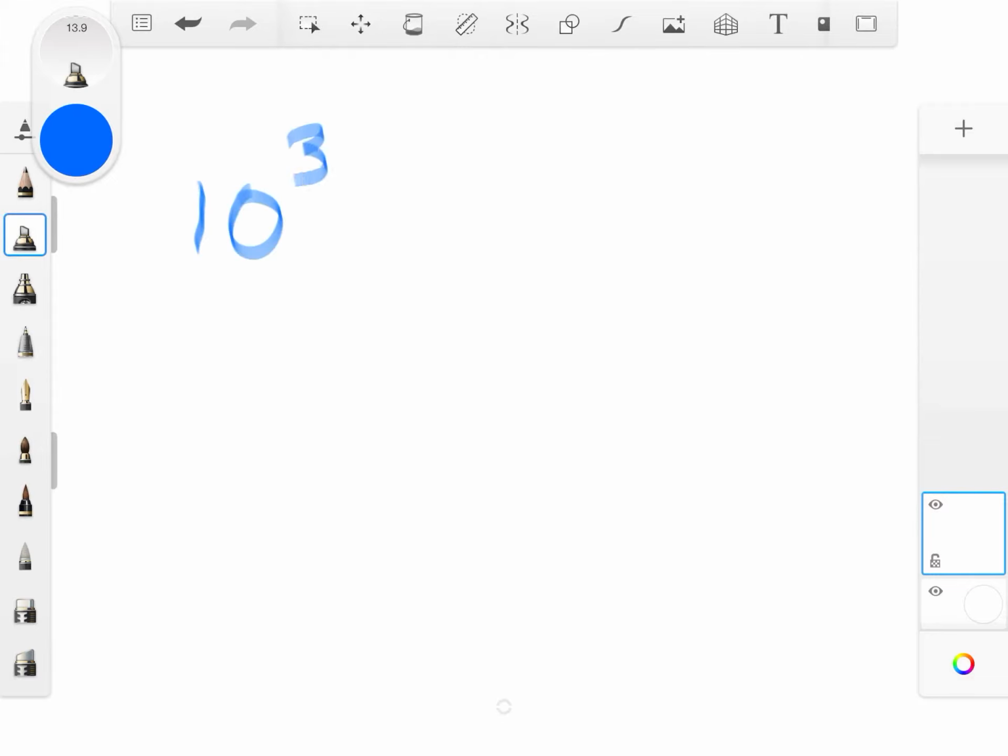Another way, if you have 10 to the power of 3, you can just say it's to the power of 3, it has to have 3 zeros.